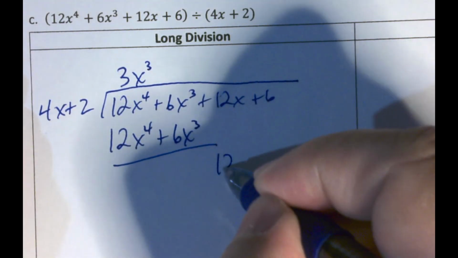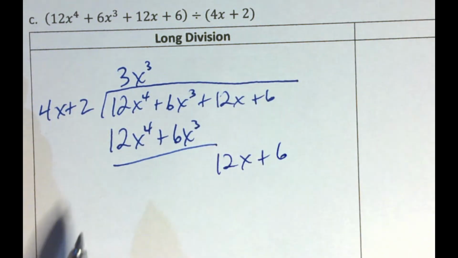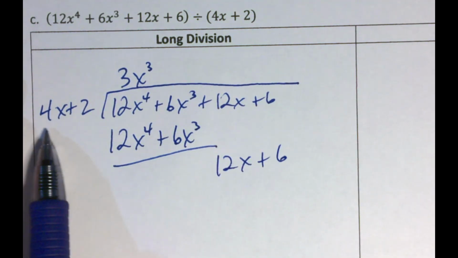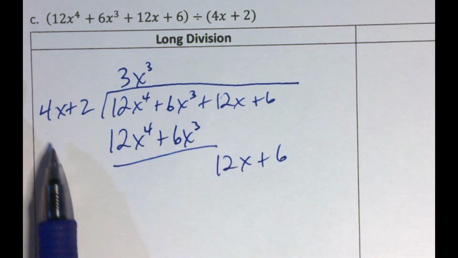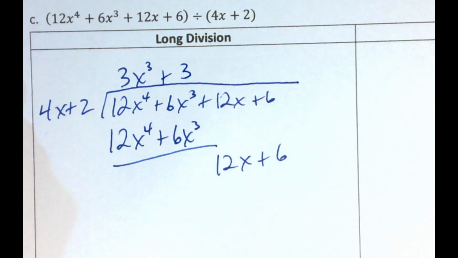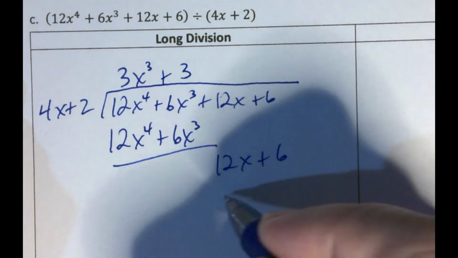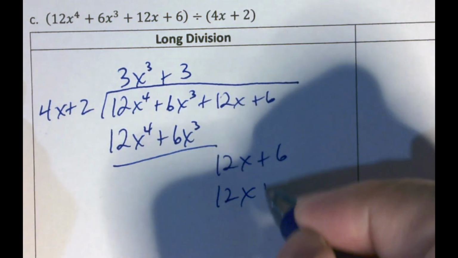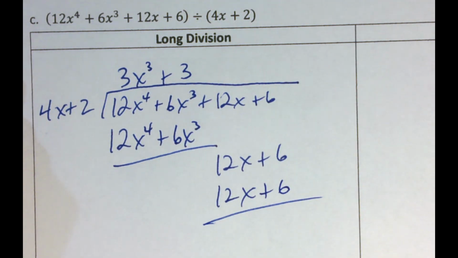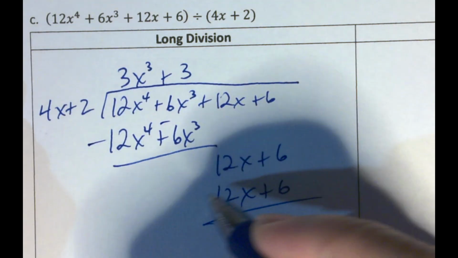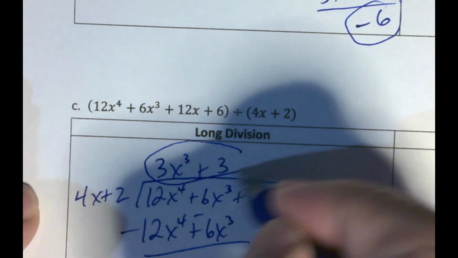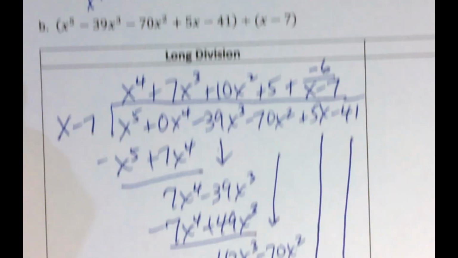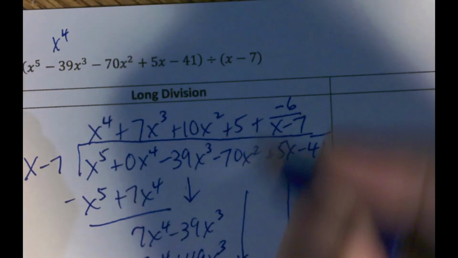So 12x plus 6. And I compare again, 4x times what gives me 12x? Well, 4 times 3 gives me 12, so I just need 3. 3 times 4x is 12x, and then 3 times 2 is 6. And when I change signs and subtract, everything cancels. So there is my answer. All right, just in case it wasn't clear, the answer was all this, the last problem.